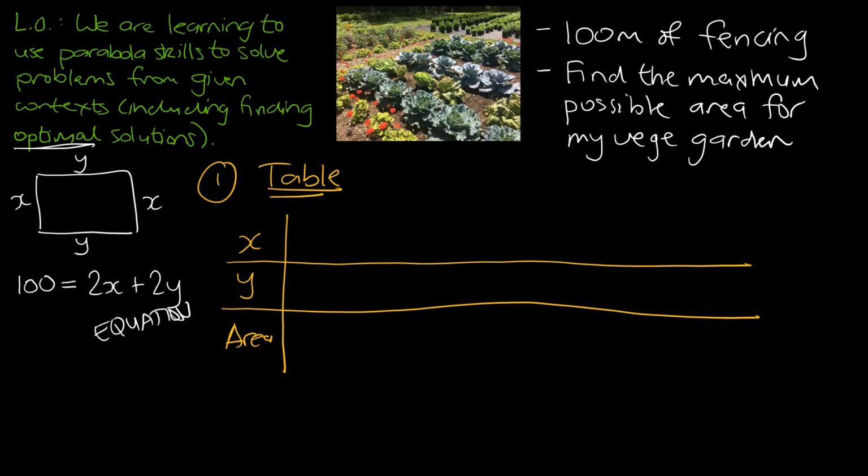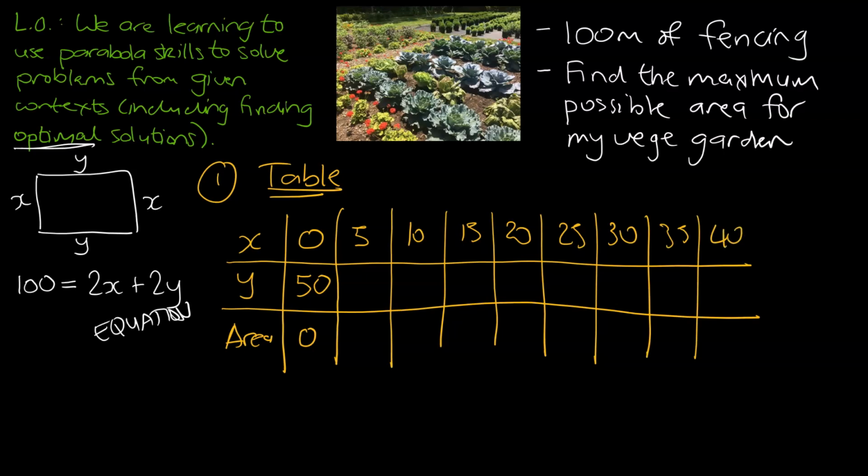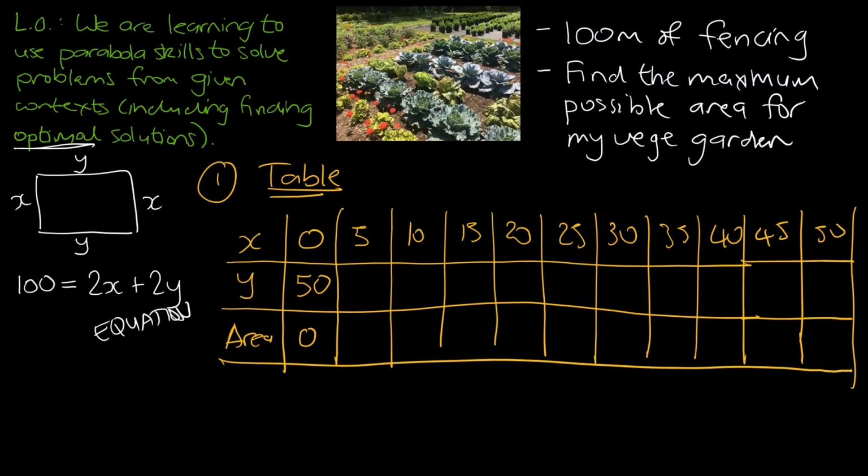I've done my table vertically; you can do it horizontally as well. So if X is 0 meters, the two side lengths of Y are going to be 50 meters, and the area of that would be 0 meters. Maybe we go in 5 meter intervals. It didn't quite do my table long enough. And I'm stopping at 50 because it does appear that 50 is the highest X value that we can get.